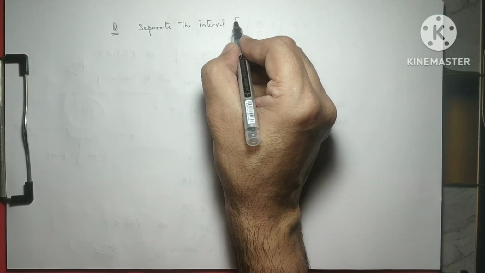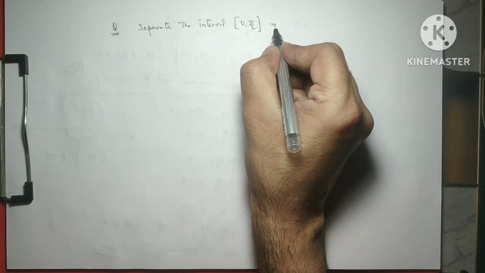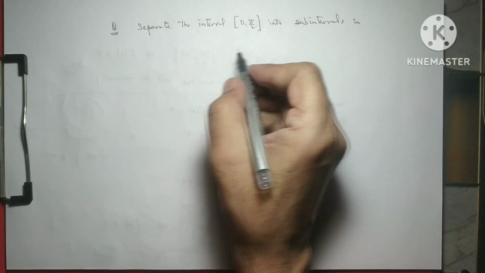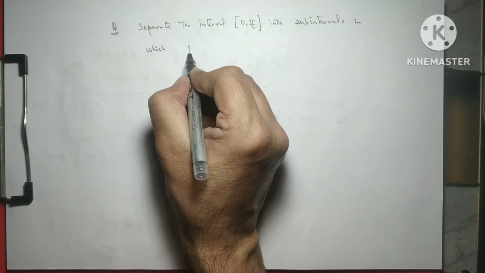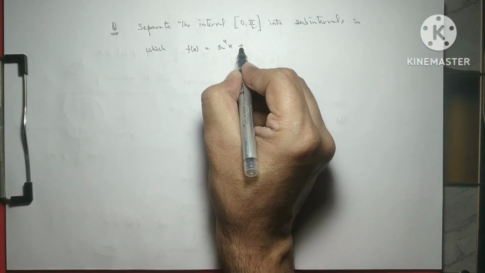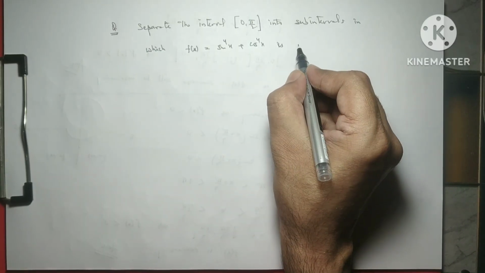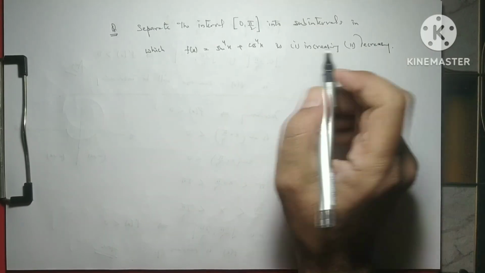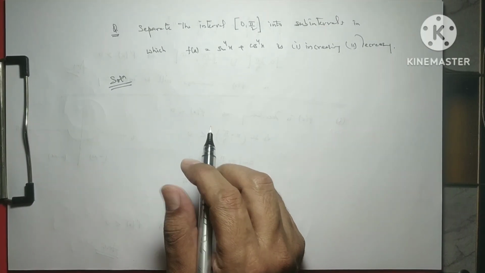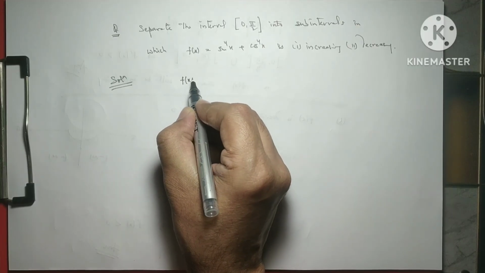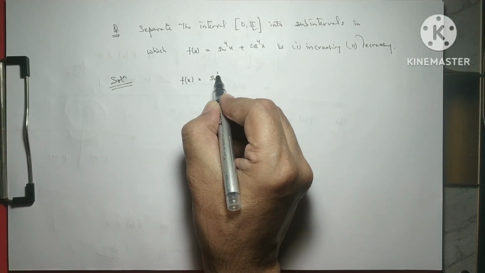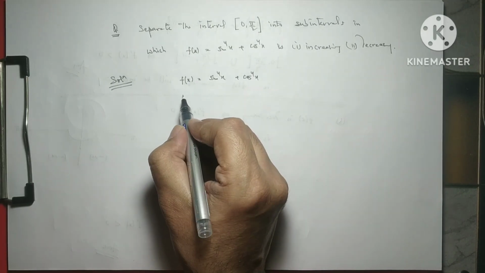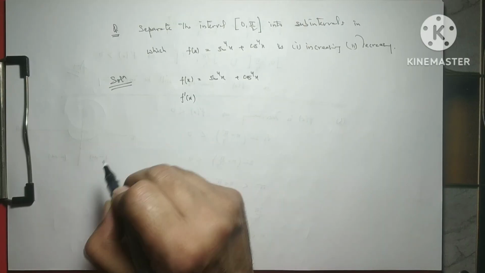So the question is this: divide the interval 0 to pi by 2 into subintervals at which the function fx equals sin x to the power 4 plus cos x to the power 4 is increasing or decreasing. So we want to break this and collect the subintervals. So we have the function fx, the given function. Right. So first we differentiate this, f dash x.